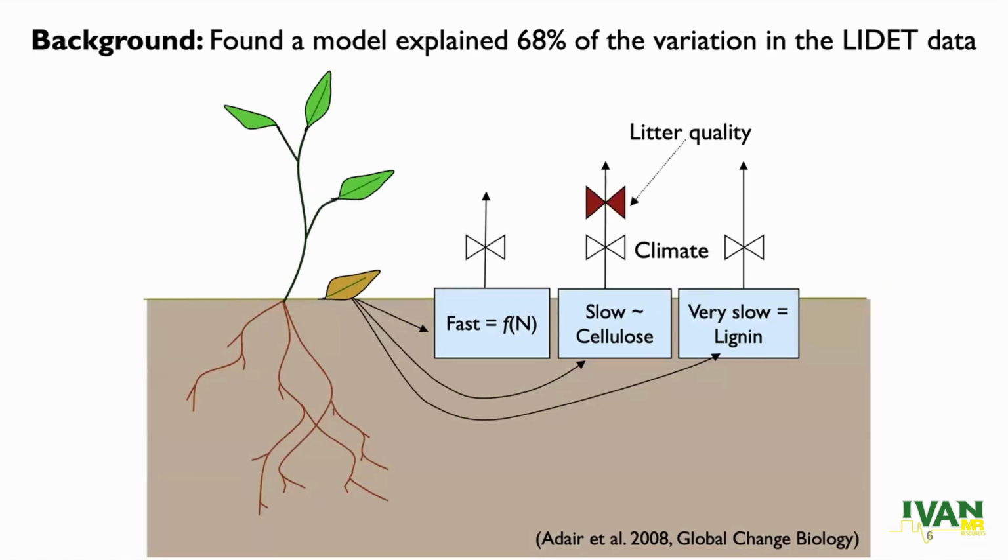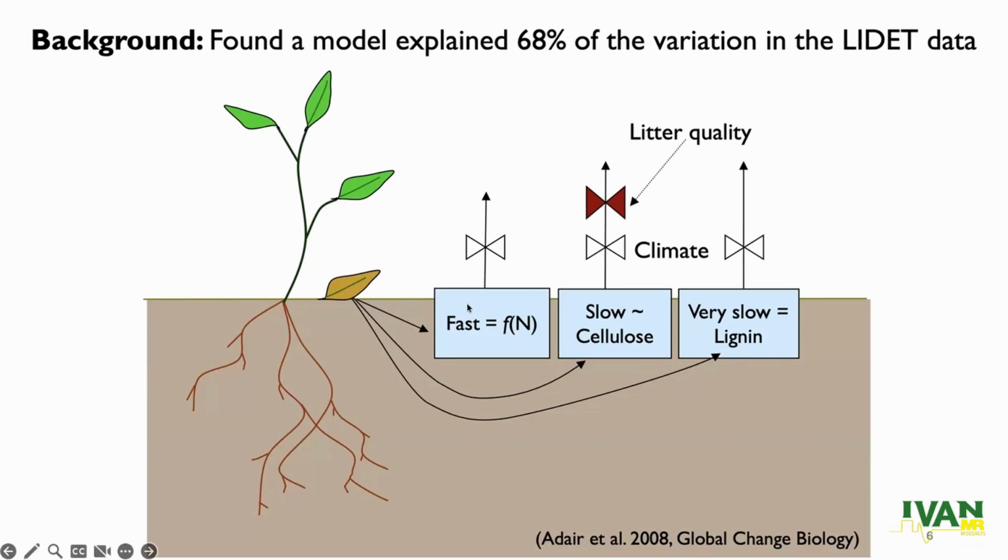As a little bit more background, we did some work with all of these data. All of these data are available online, and you can look them up and see how much mass was lost over time. We did some modeling work and found that a pretty simple model explained about 70% of the variation in the LIDET data set based only on initial litter chemistry and climate, so site climate variables.